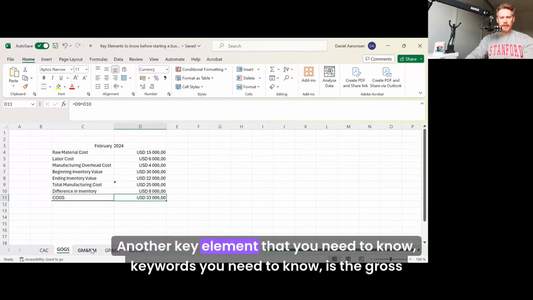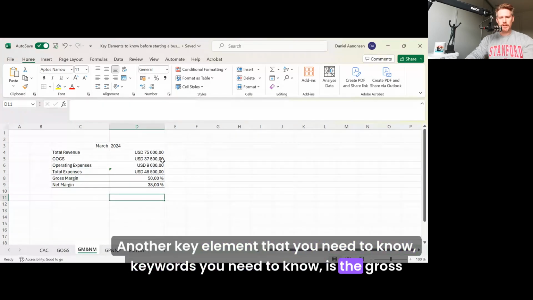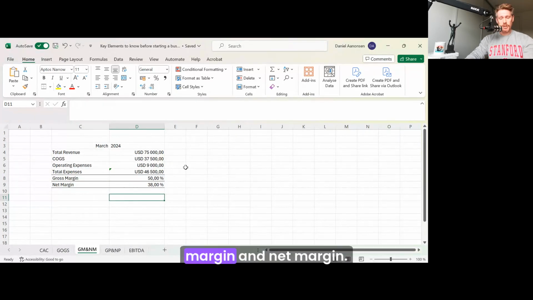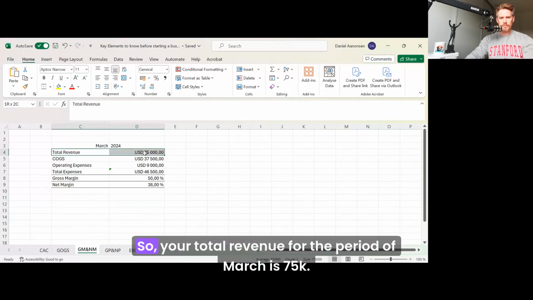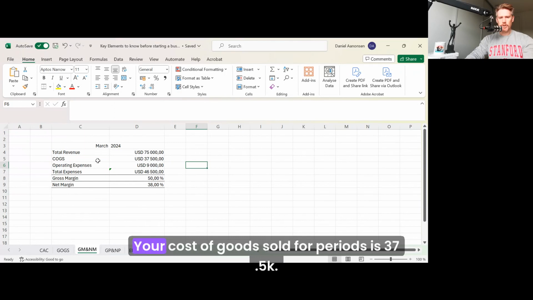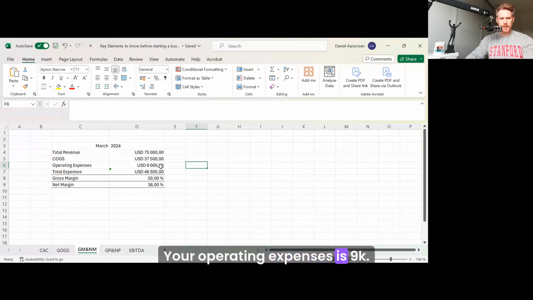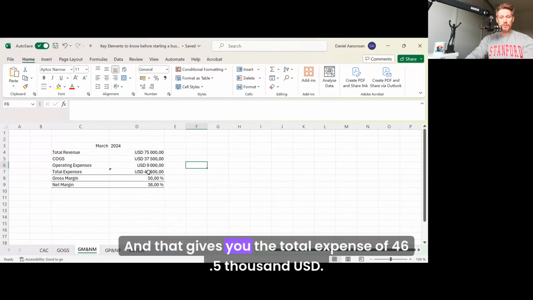Another key element, keywords you need to know, is the gross margin and net margin. So your total revenue for the period of March is 75K. Your cost of goods sold for the period is 37.5. Your operating expenses is 9K, and that gives you the total expense of 46.5 thousand USD.